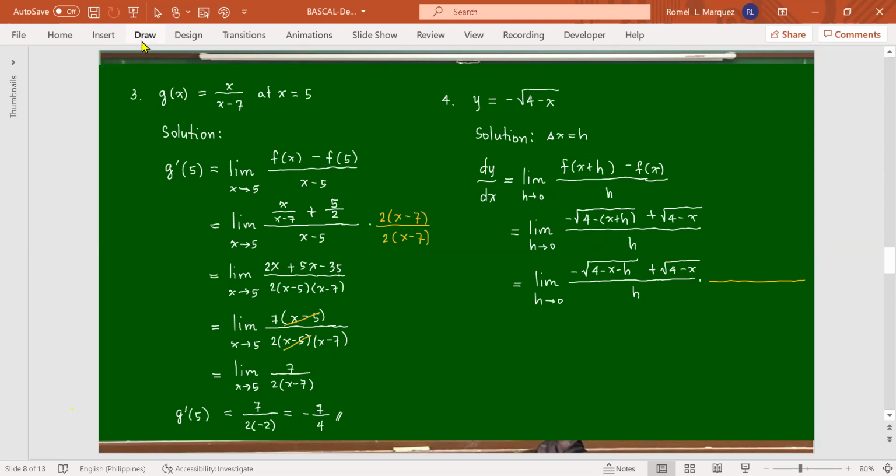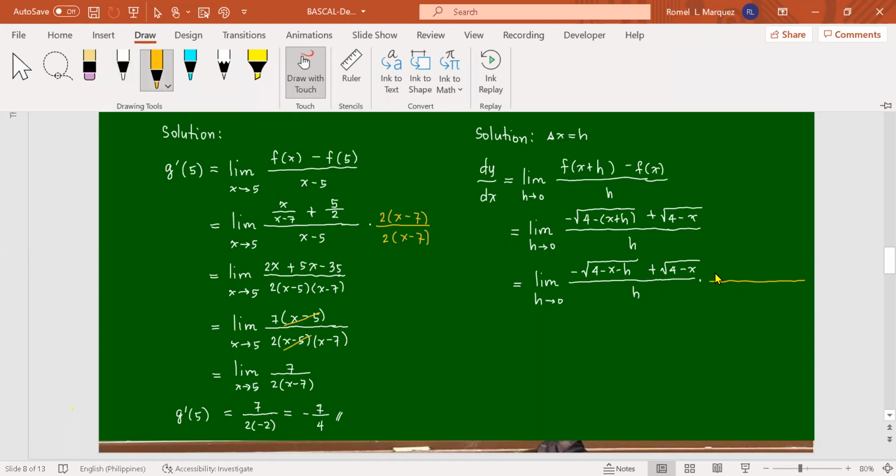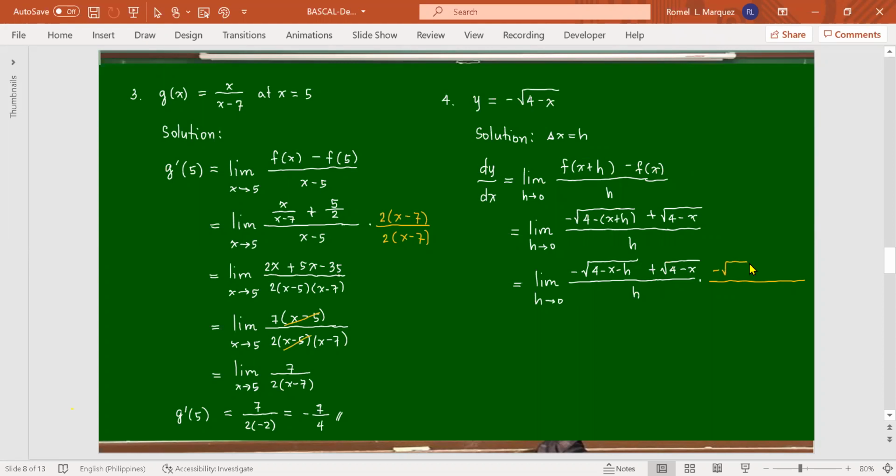So this is now equal to what? I multiplied by negative na? Yes po. Negative square root of 4 minus x minus h minus square root of 4 minus x. Same din po sa denominator. Oh, yeah. Negative square root of 4 minus x minus h.